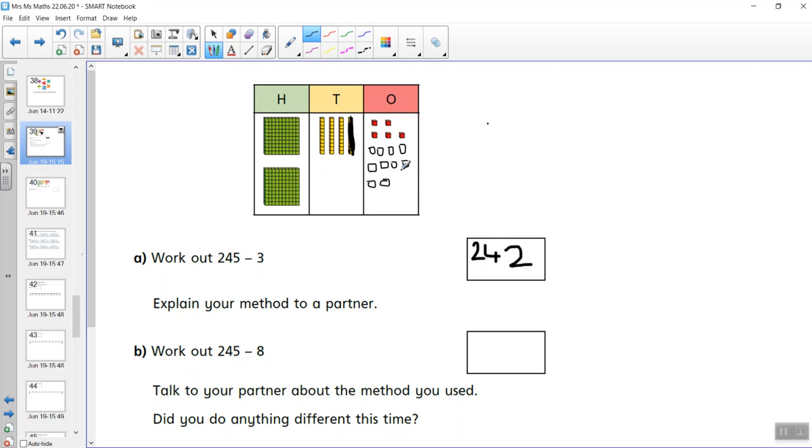So now I've still got 245, but I have enough ones to take 8 away. So if I take 8 away, here we go. 1, 2, 3, 4, 5, 6, 7, 8. And my number is 230. 1, 2, 3, 4, 5, 6, 7. So 245 take away 8 is 237.